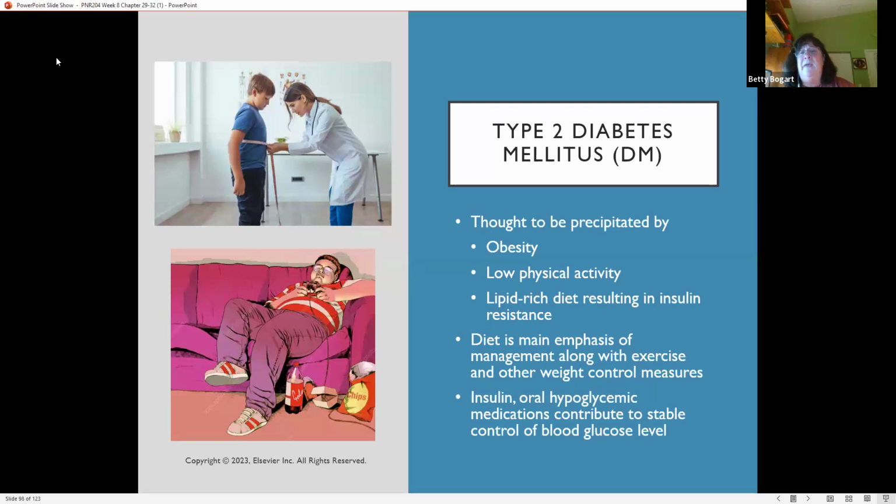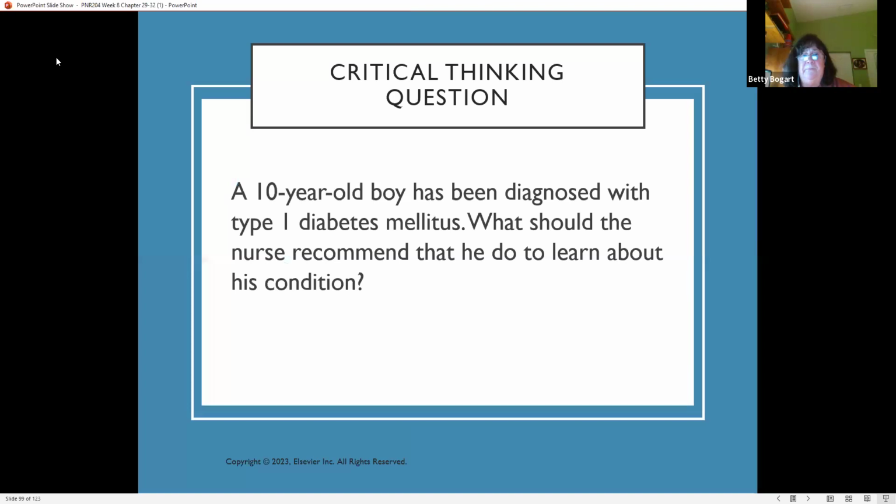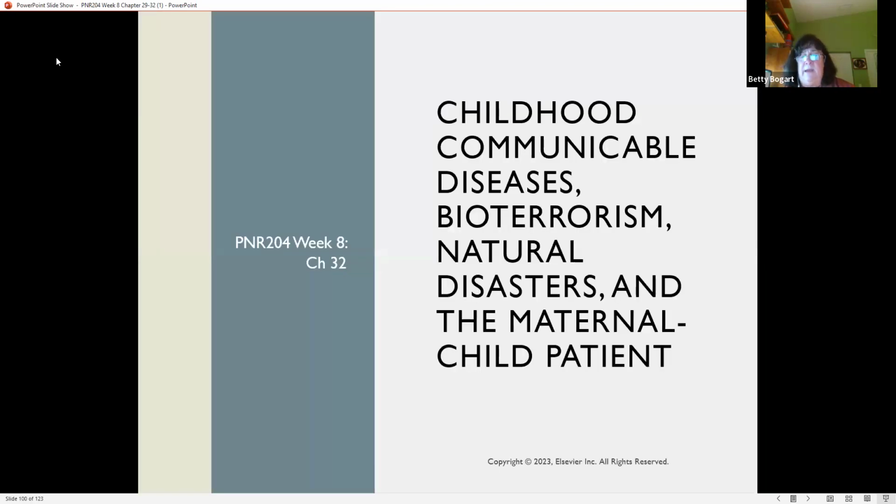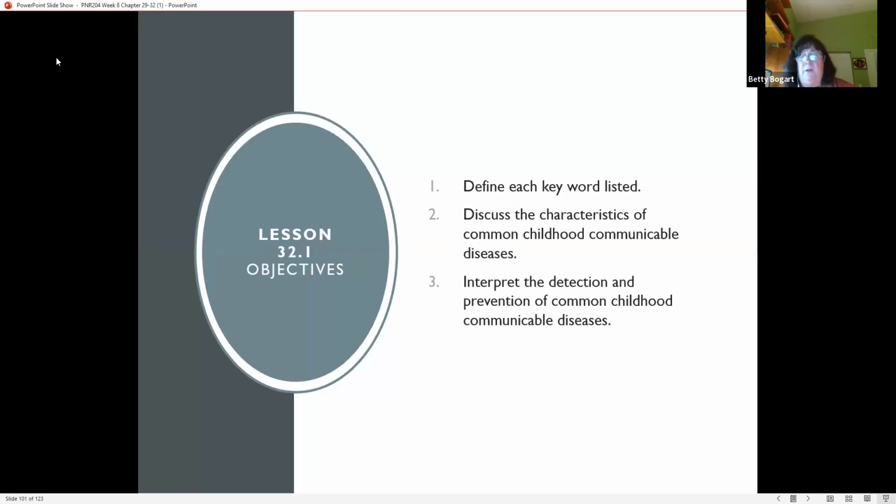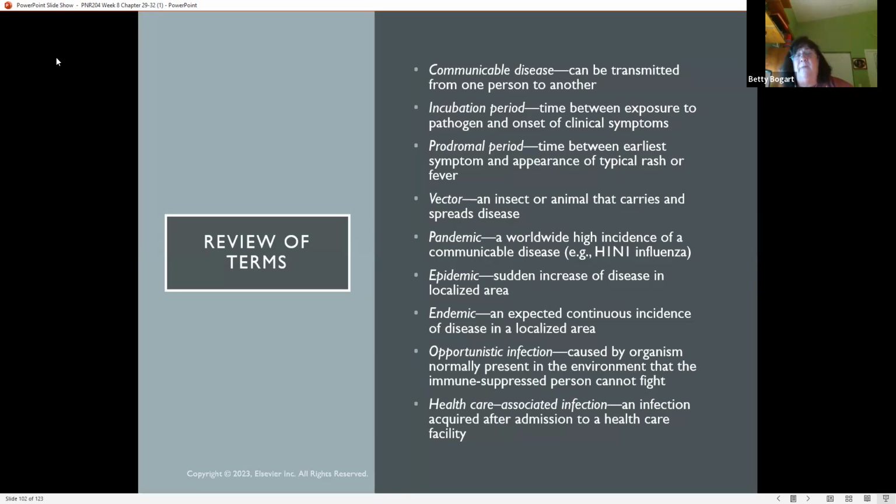Now, type 2 diabetes, usually it's more of your overweight children. And what we would do is recommend diet first. If that's not working, these type 2 older children can take oral medicines. Sometimes they do oral with insulin, but whatever it is to take control. So it's more about diabetes, and let's go into communicable diseases in the last chapter.